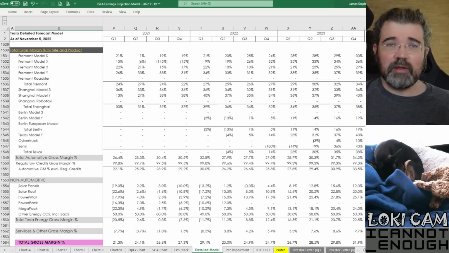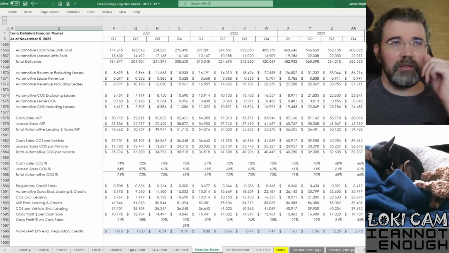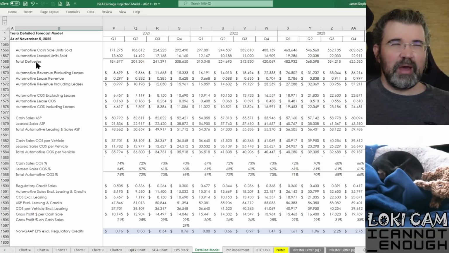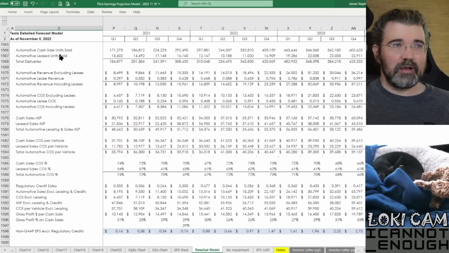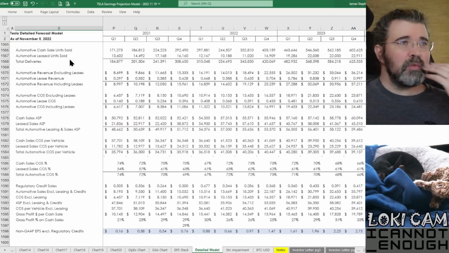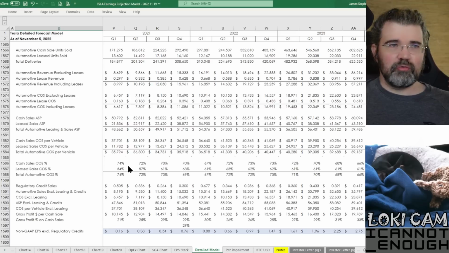So we looked at gross margin as the last slide in the previous video. In the next slide, I used this info to do some charts about automotive if you exclude leased from it. So that's what these rows are doing. They're bringing in the automotive cash sale units versus the leased units sold, and it's showing you what the totals are combined. Then you've got the same breakdown for revenue and for cost of sales, and then for ASPs and cost of sales per vehicle and cost of sales percentages.